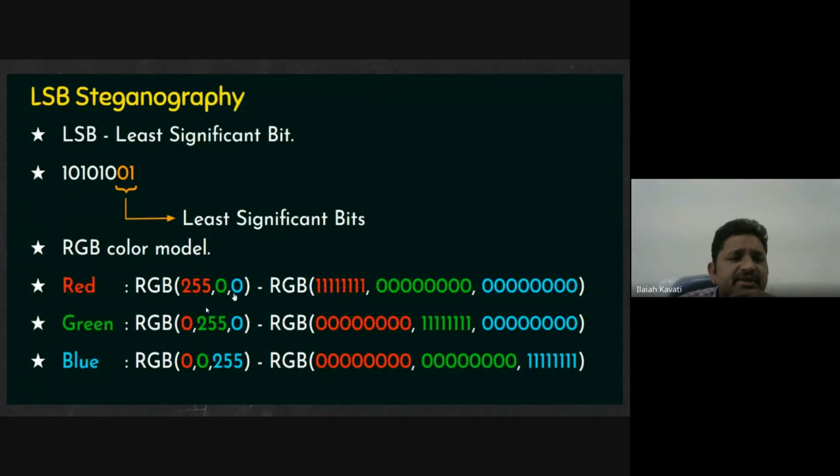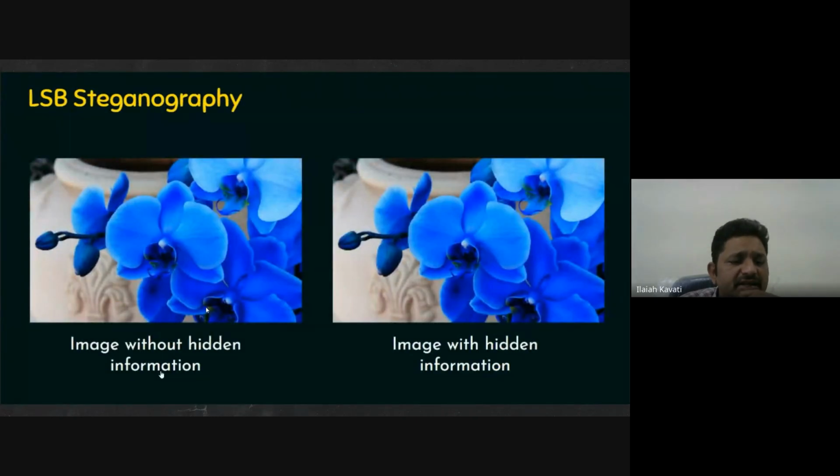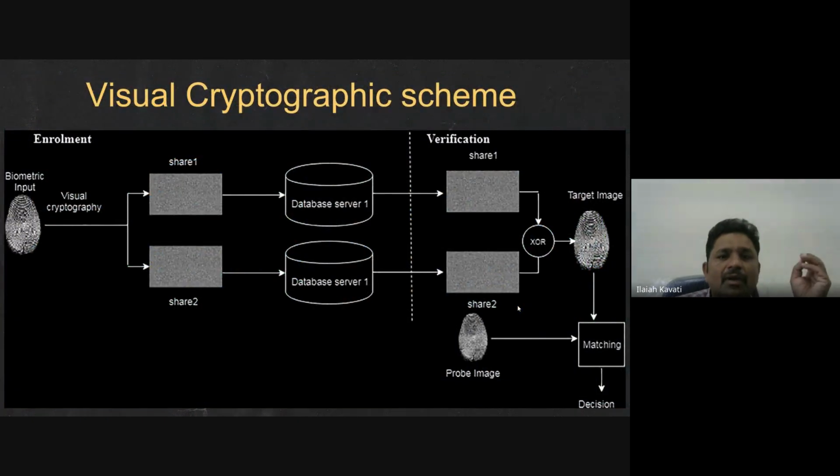This is the LSB-based method. This is the image without hidden information, and this is the image with hidden secret, but there is no noticeable difference to the human eye. That is the advantage of this steganography method. People basically use it for data hiding, whether military secrets, medical secrets, biometrics, or any image security. And visual cryptography, I already explained.